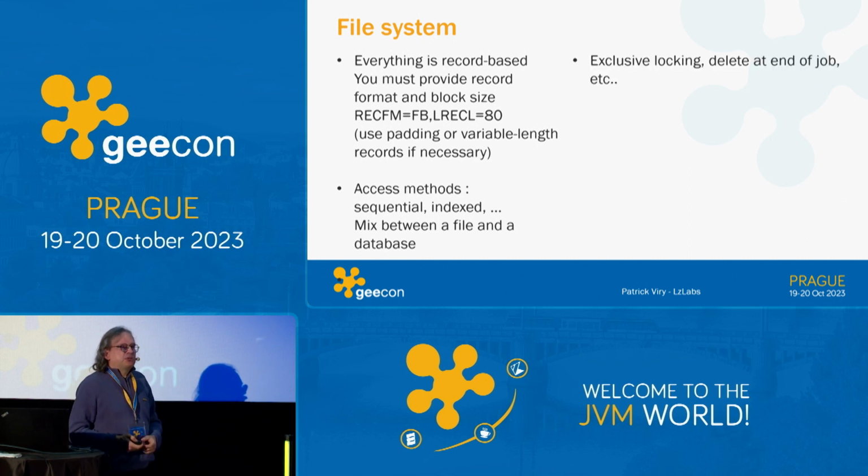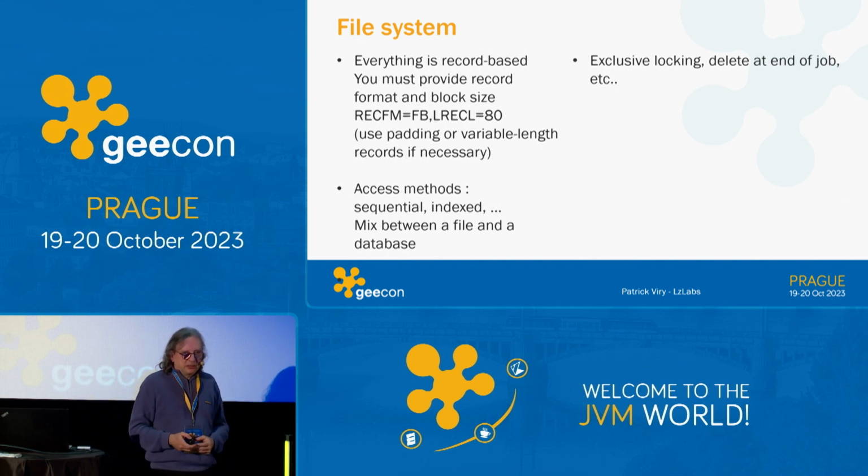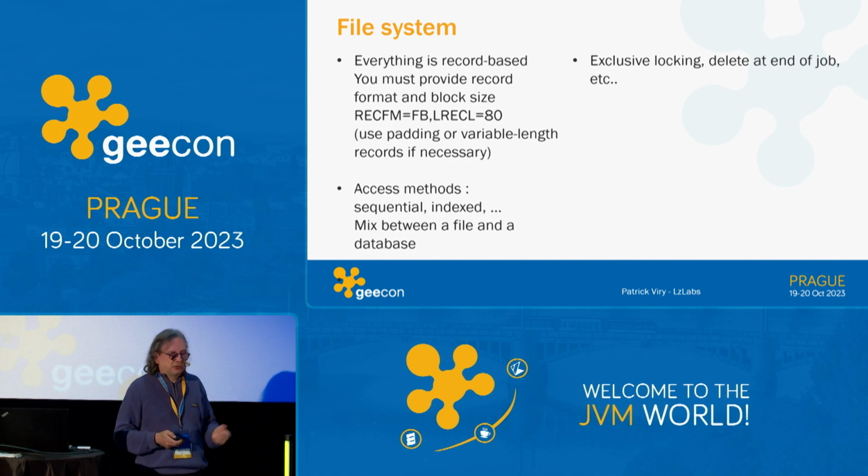Some other attributes that you can specify when you create a file is, do you want to share it or do you want to have exclusive locking for you? Is it temporary during the job? Do you want to delete it at the end of the job? Do you want to keep it? And so on. There are lots of attributes of this kind.